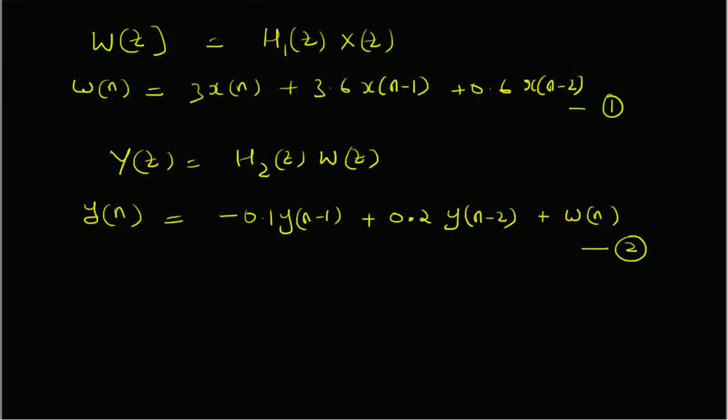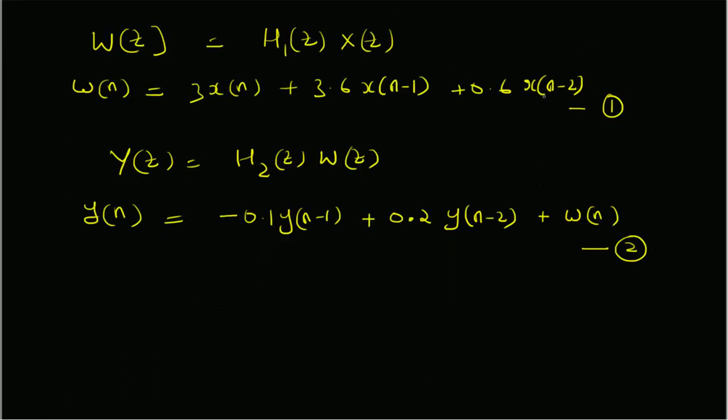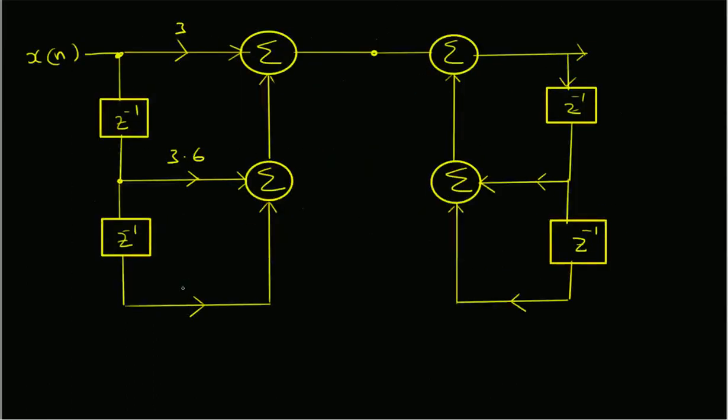Note that there is a 3 here, so x of n gets multiplied by 3, and then x of n minus 2 gets multiplied with 0.6, so we have 0.6 here. So that means the first part of the system is ready, that is w of n is given by 3 times x of n plus 3.6 times x of n minus 1 plus 0.6 multiplied by x of n minus 2, that is we get x of n minus 2 out of this second delay.